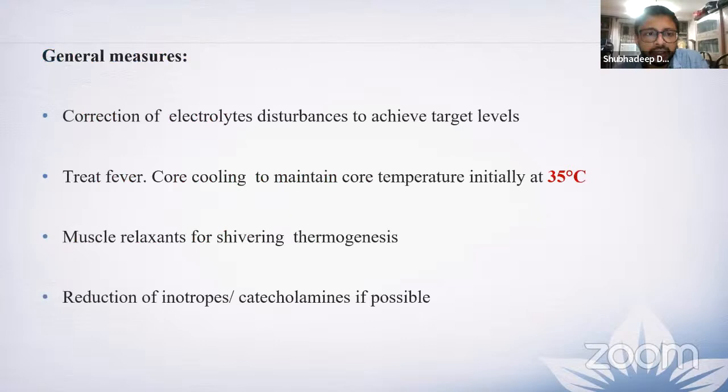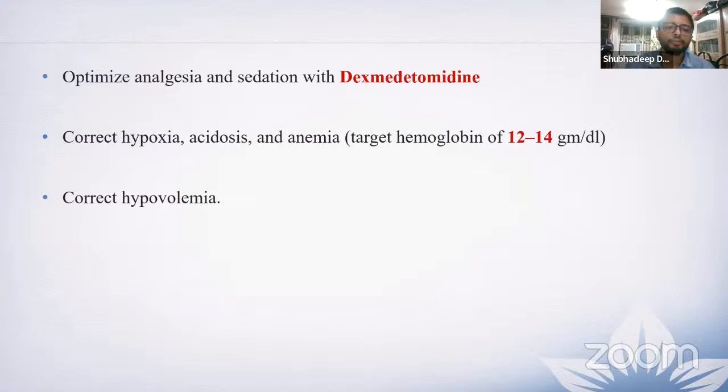So in general, we try to correct the electrolyte disturbances. We try to correct the fever. We try to bring down the temperature in order to reduce the oxygen demand. We try to use muscle relaxants for shivering thermogenesis. And we try to reduce inotropes and catecholamines as much as possible. Not that it's always possible, but we at least try. We also try to optimize analgesia, because there is an automatic tachycardia. Anything which increases your sympathetic drive is going to be harmful. So we try to optimize analgesia.